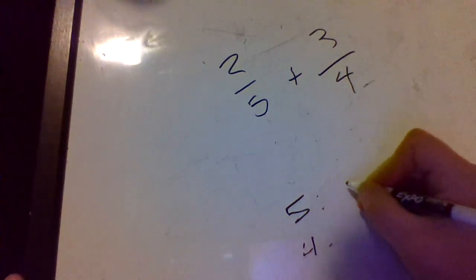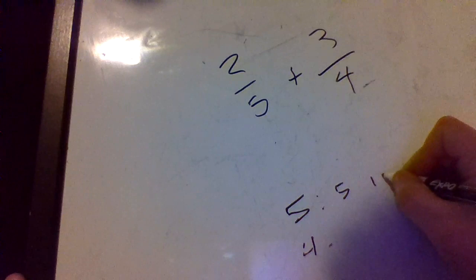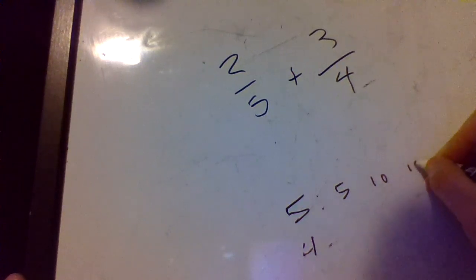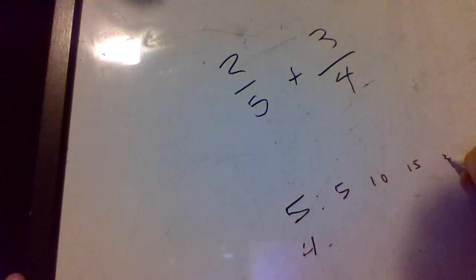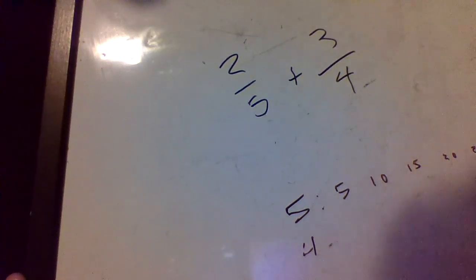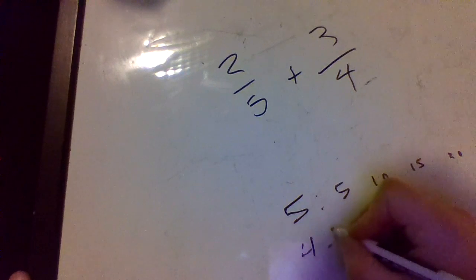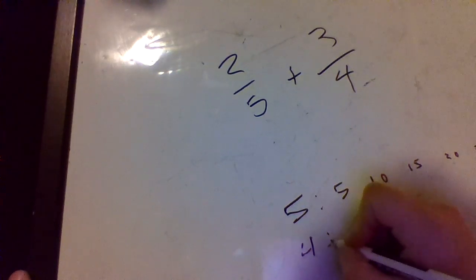So let's list the 5s. 5 times 1 is 5. 5 times 2 is 10. 5 times 3 is 15. 5 times 4 is 20. 5 times 5 is 25. 5 times 6 is 30. And as I said, you can usually go to a multiple of 6. You can go further if you like, but I find if you go to a multiple of 6, you'll be fine.